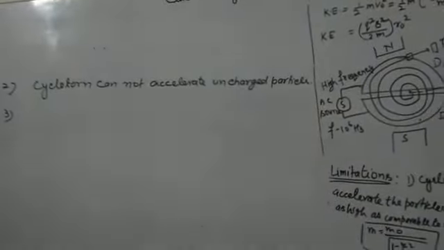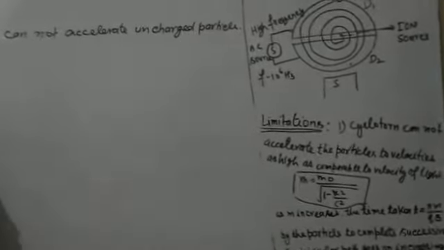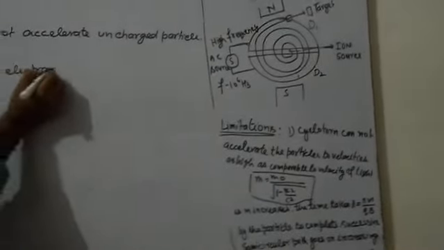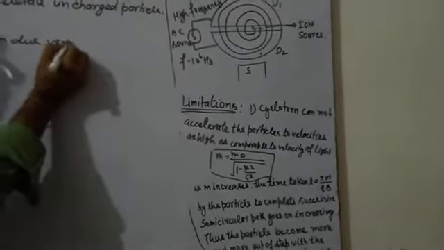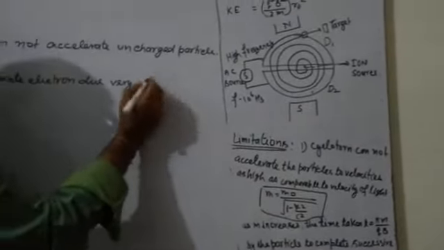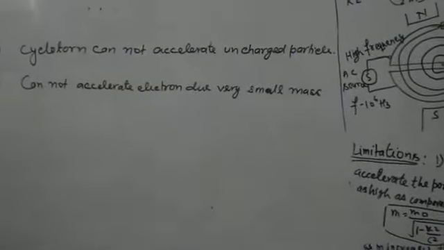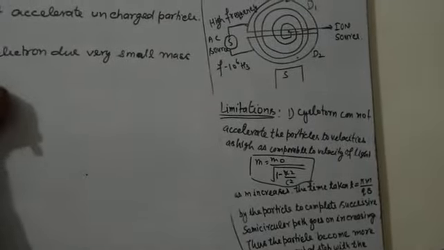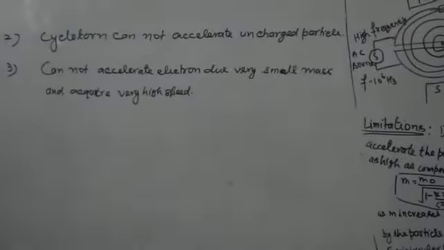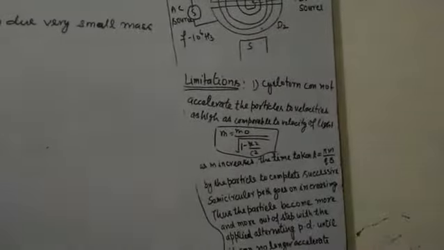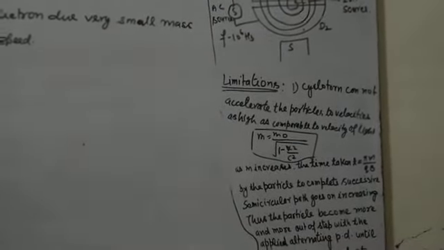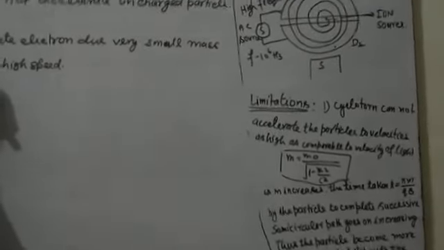And third, a cyclotron cannot accelerate electrons, due to their very small mass, as they acquire very high speed.